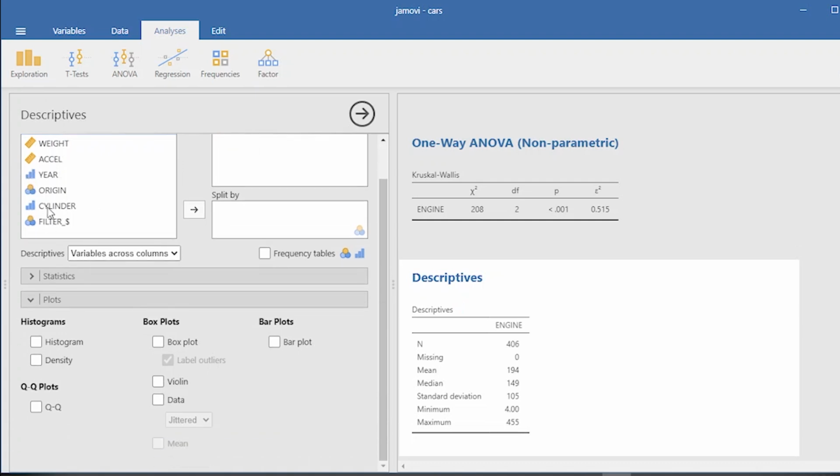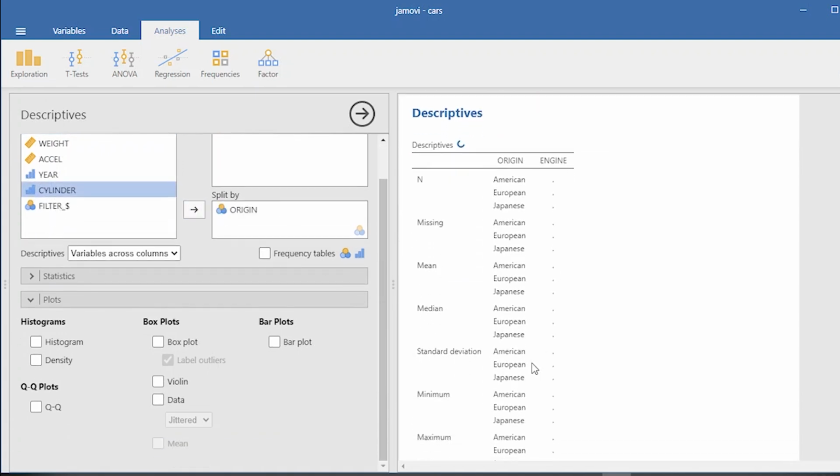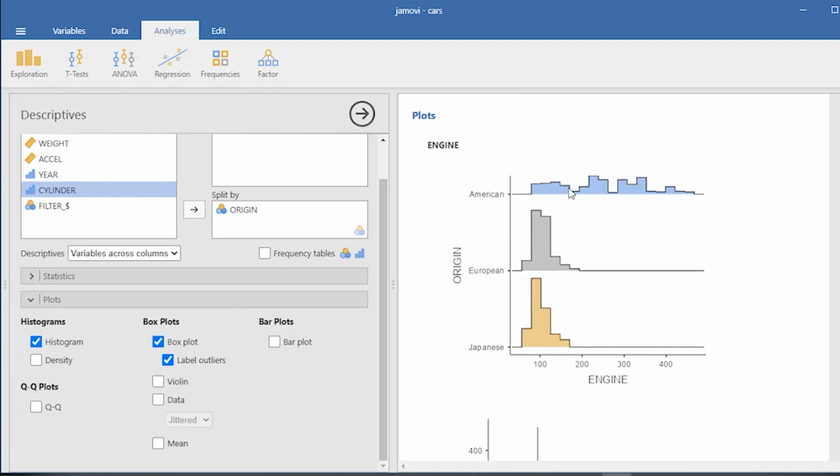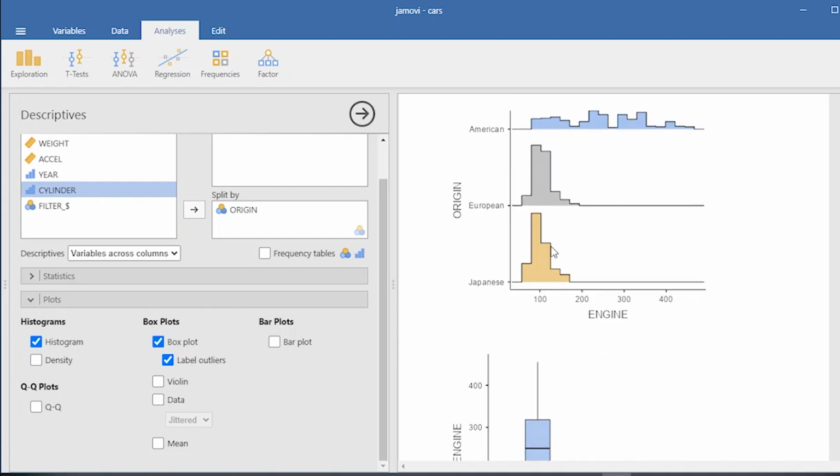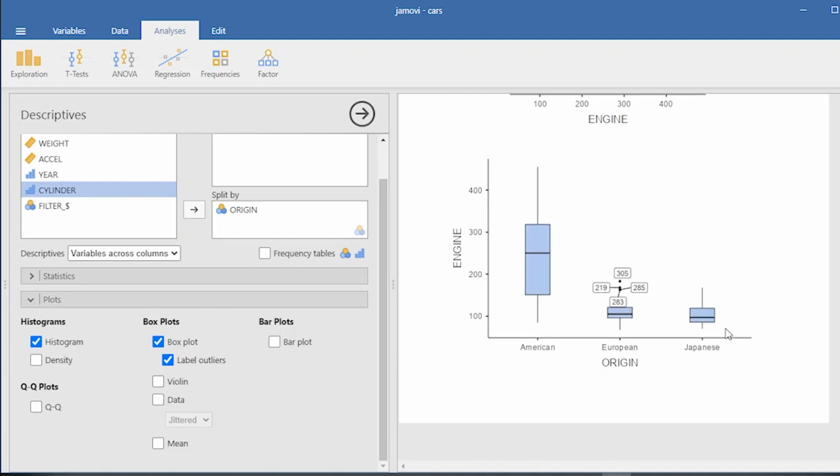Now, if you want to prove this correctly, let's go to descriptives, bring the engine, and split them by the origin, as we did before. I'm going to bring the histogram and box plot. Watch carefully here. It's quite obvious they are really different, right? Especially the American cars' engine, quite different from the European one. The European and Japanese are way below the size of the engine of the American cars.